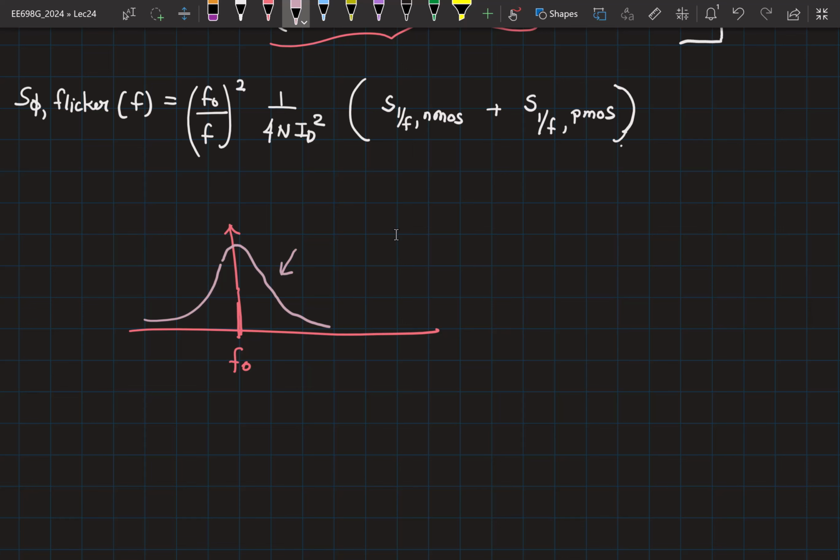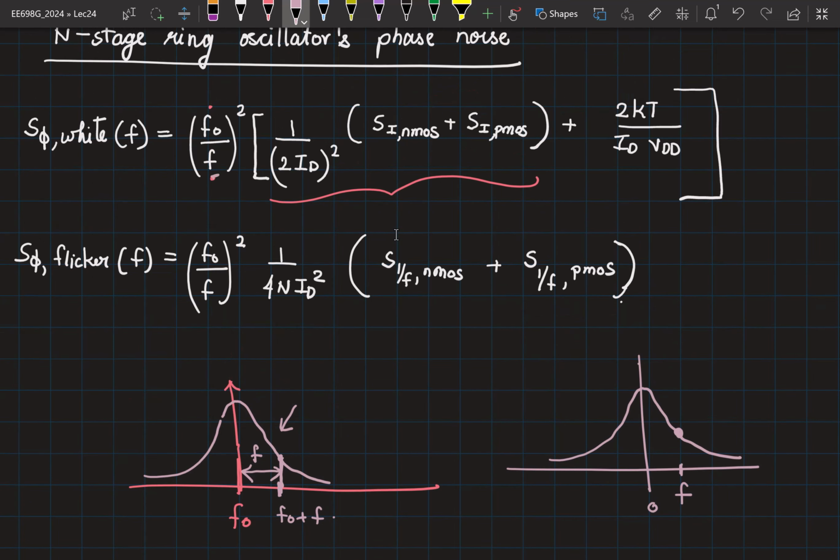And how did we report it? We would identify an offset frequency and report the value at that frequency, right? So right now I am saying that this is your F. So you are reporting the value at F0 plus F. If I were looking only at the phase noise profile, now the whole thing will be centered at 0 and you will have a profile like this and you are reporting the value at some F. So this is that offset frequency. Okay.